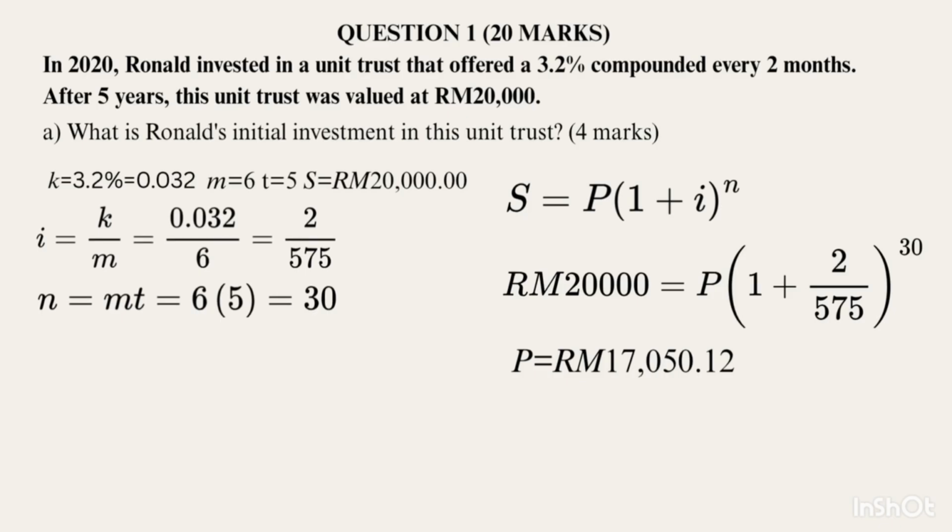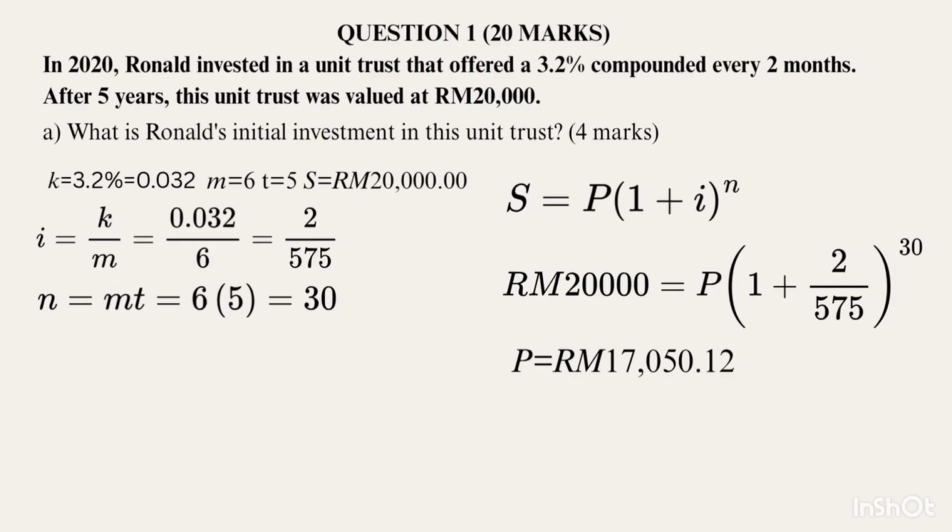In 2020, Ronald invested in a unit trust that offered 3.2% compounded every 2 months. After 5 years, this unit trust was valued at 20,000 ringgit. A. What is Ronald's initial investment in this unit trust? So what the question wants is the initial investment, that would be P.